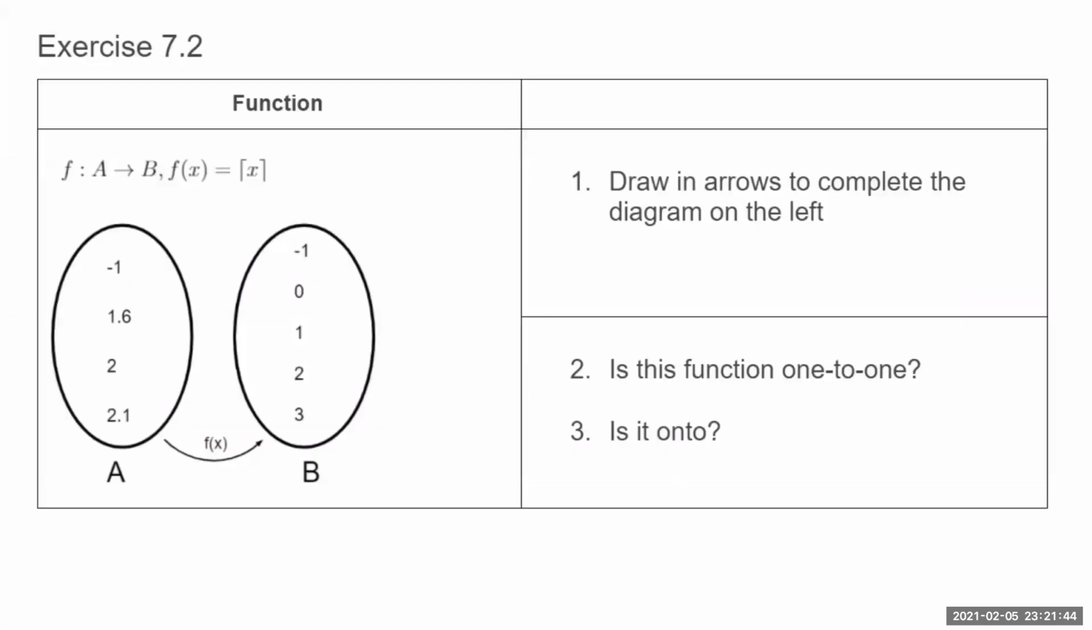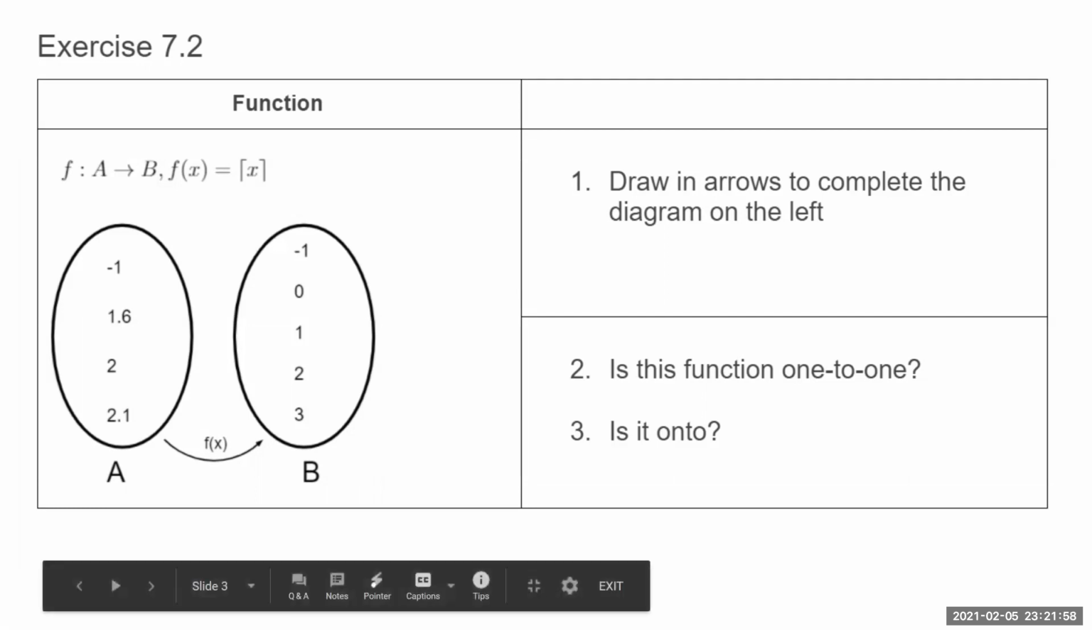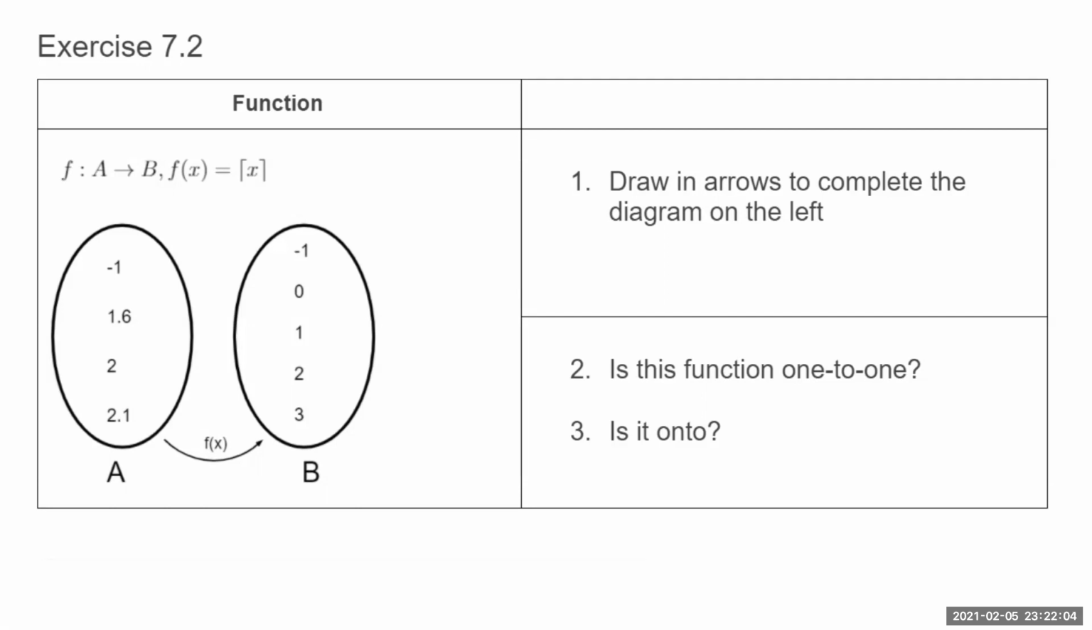Hello, so today we'll be going over exercise 7.2 here. And so the first part of 7.2 asks us to draw in arrows to complete the diagram on the left. So if we look at this diagram here, we have a domain A and a codomain B. And we are looking at a function mapping f of x equals the ceiling of x.